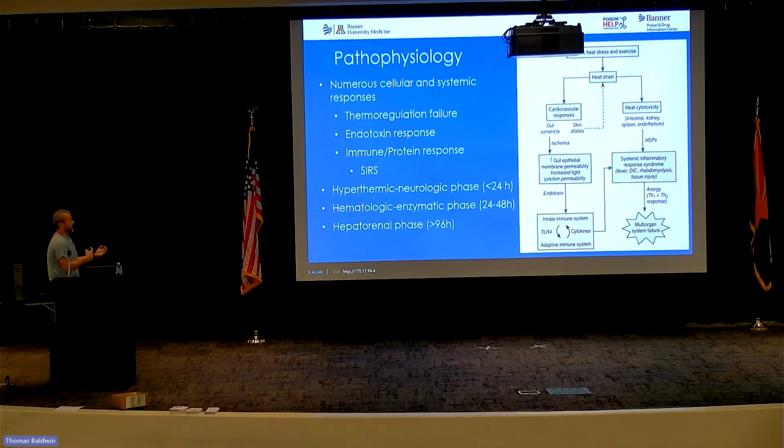We have this subsequent endotoxin response with a sort of terminal immune protein response that triggers a systemic inflammatory response syndrome that ends up resulting in multi-organ system failure. And we kind of see it in these three phases: the initial 24 hours where they're primarily neurologically no longer intact, moving into day 2, 3, where we start to see the coagulopathy. And then beyond day 3, 4, we're typically seeing the multi-organ system dysfunction.